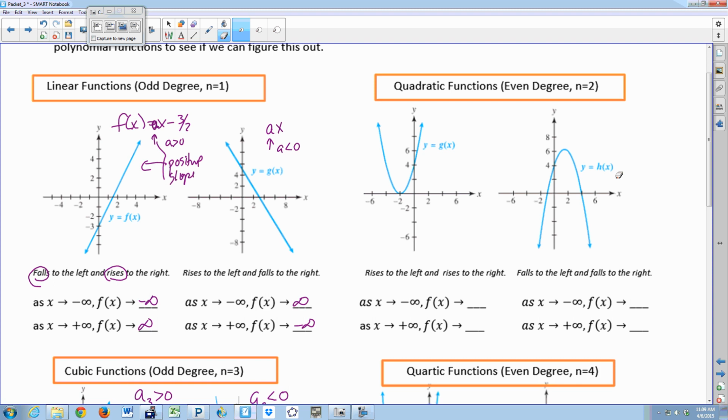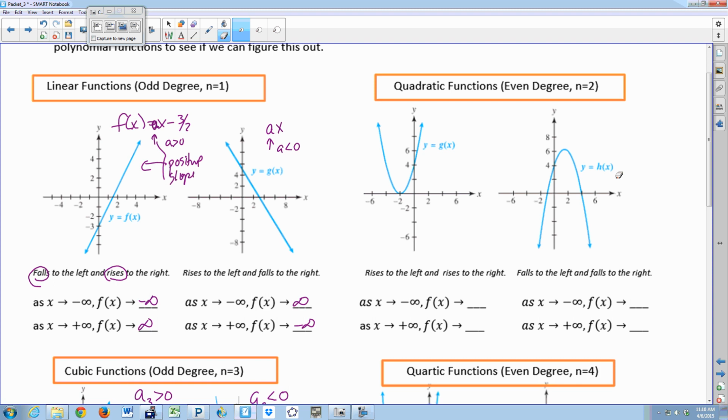Right, so the arrows are both either rising or falling. So they're always going in the same direction, right? Versus your odd functions, one's rising and one's falling. So that's exactly all you have to remember about the difference between even and odd functions.